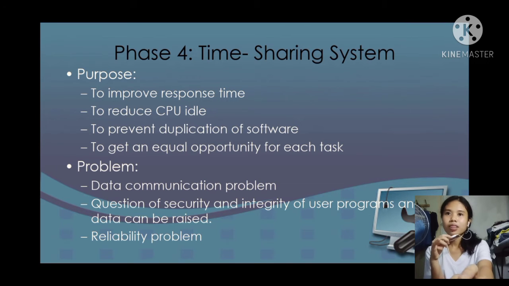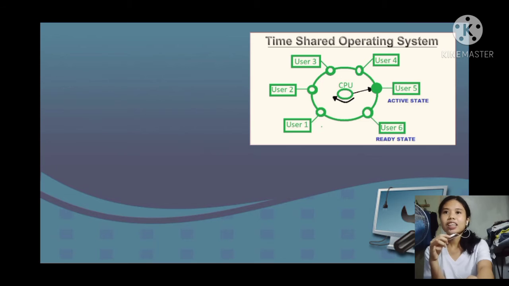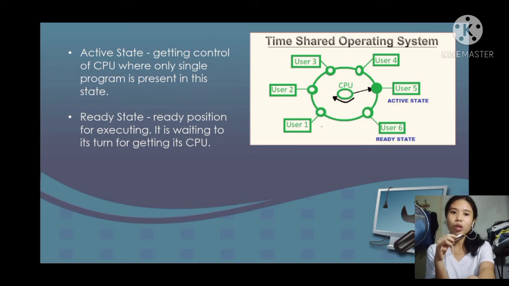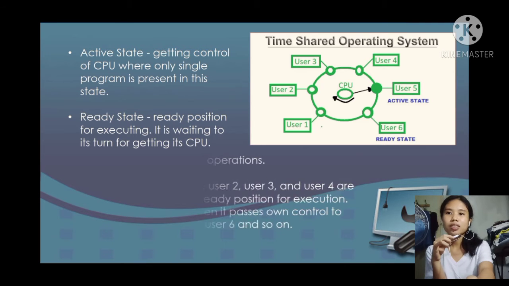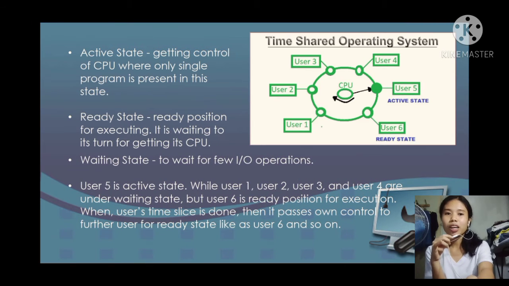So, dito, yung active state, dito na kinokontrol ng CPU yung program. Yung ready state naman, dito nag-ready yung nasusunod na ipoprogram. And waiting state naman dito, ito yung mga program na nag-aantay na ma-execute. So, dito sa picture, sa cycle na to, ang user 5 yung nasa active state, isang program lang dapat ang nandito sa state na to, ganun din sa ready state. And user 1, 2, 3, 4, ito yung mga nasa waiting state.